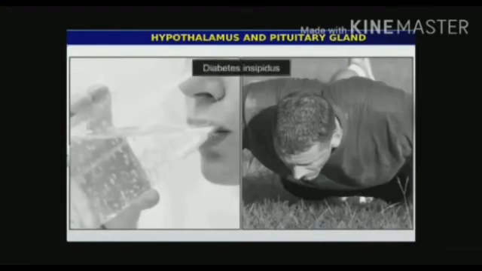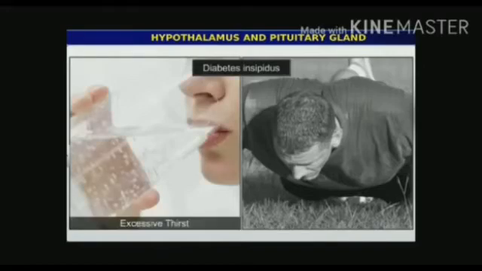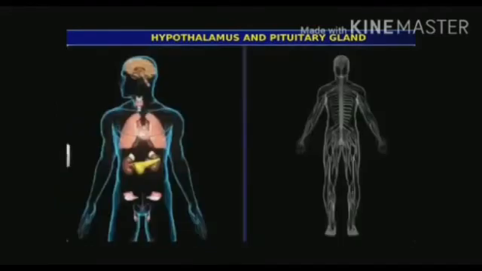Diabetes insipidus is a disease caused due to a decrease in the production of antidiuretic hormone. In this condition, excess urine is eliminated from the body. Excessive urination, thirst, etc. are the symptoms of this disease. As the hypothalamus is part of both the nervous system and the endocrine system, it plays a major role in maintaining homeostasis.